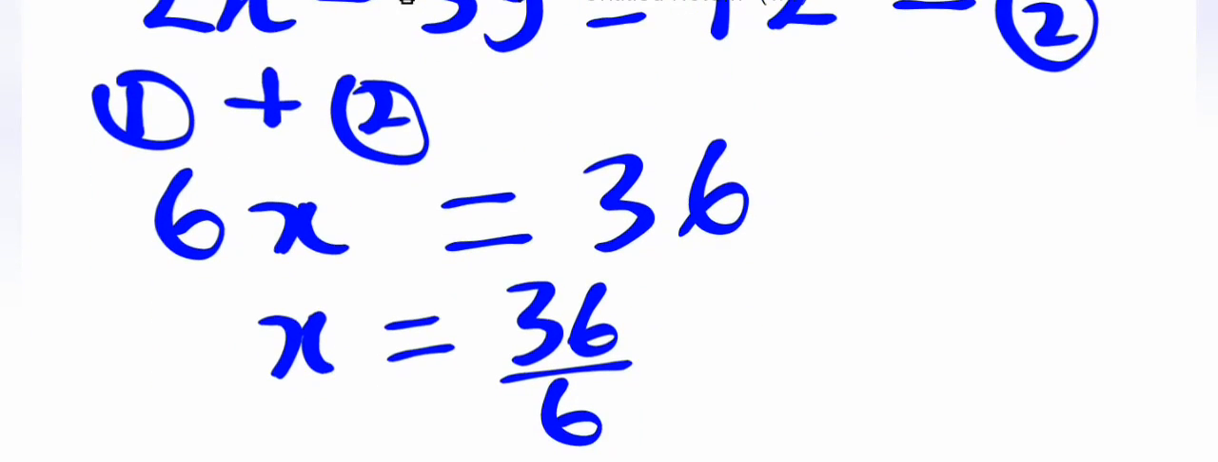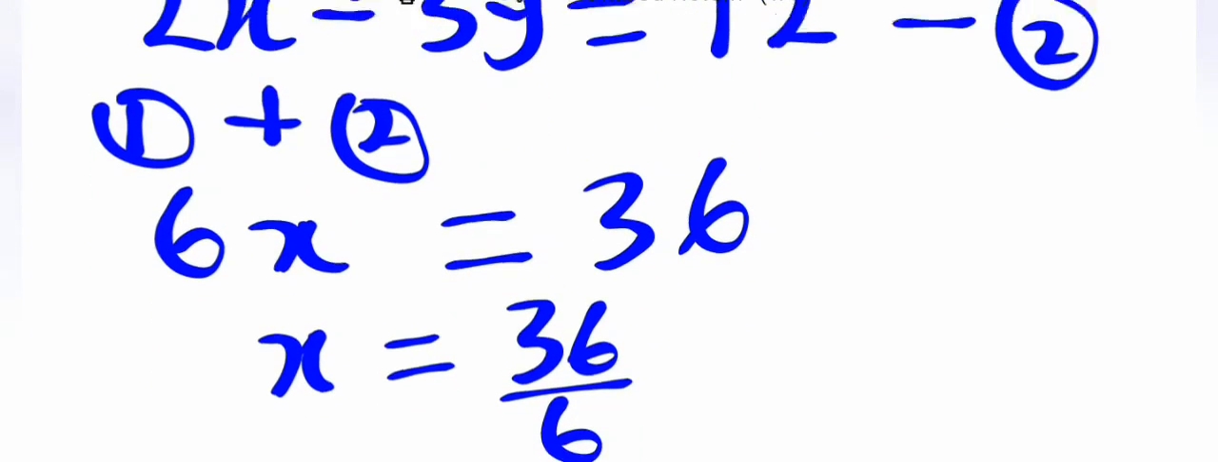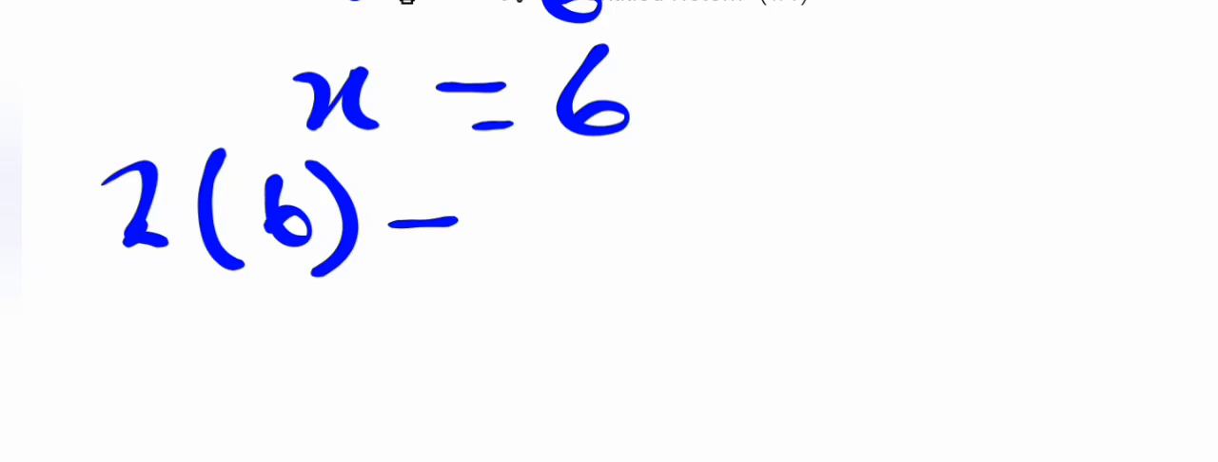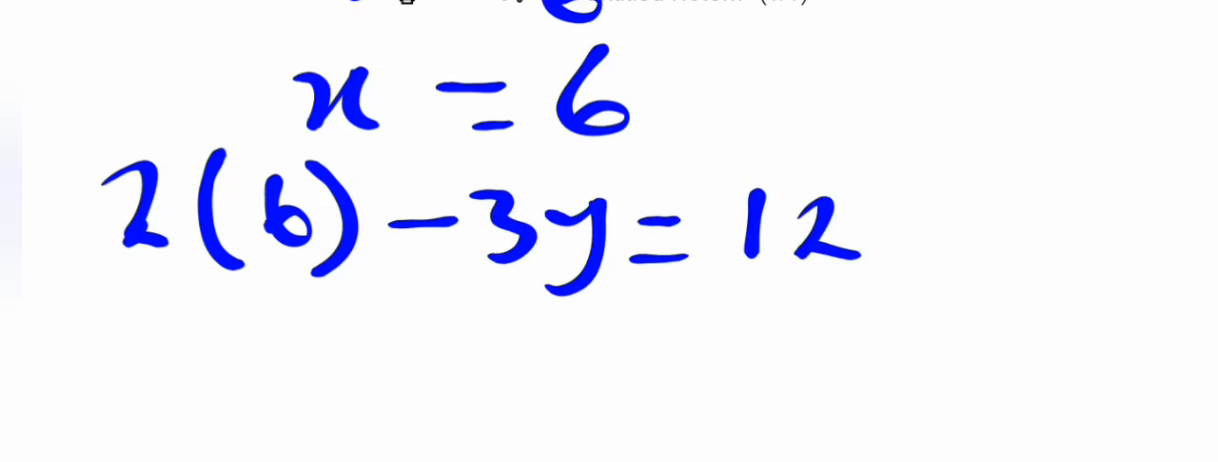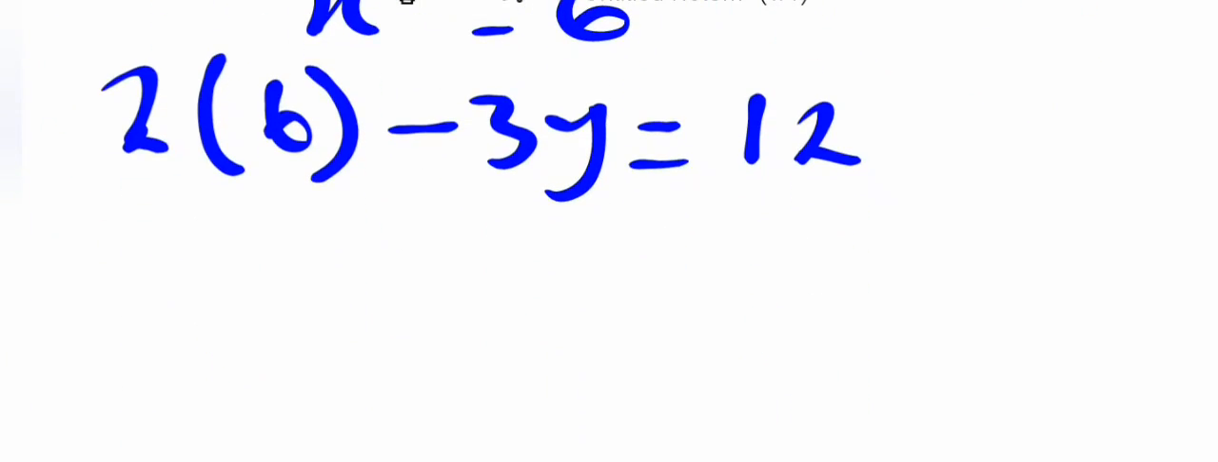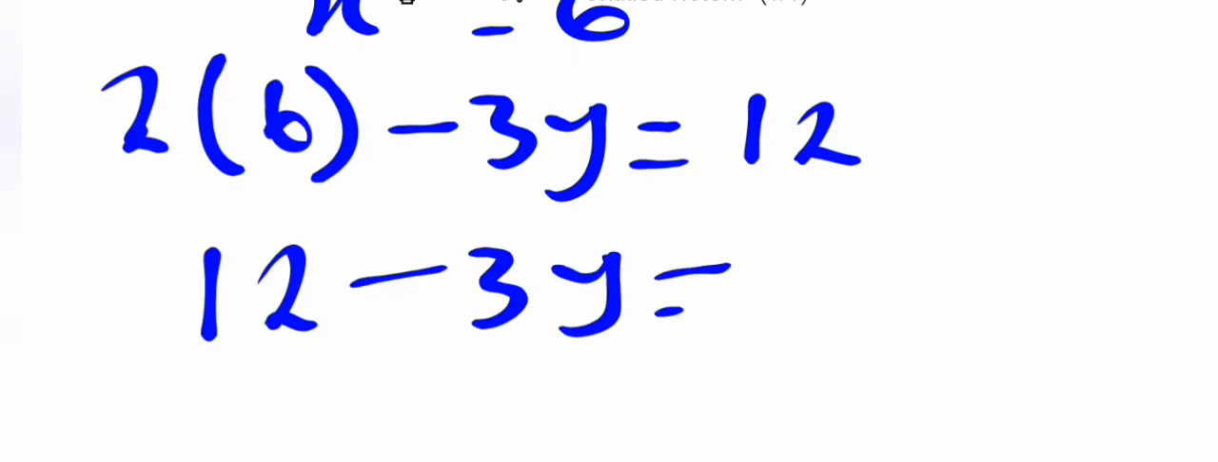Then we can substitute the value of x into equation 2. And equation 2 will become 2 into bracket 6 minus 3y equals 12. So we have substituted x back in equation 2, and therefore when we solve this, we have 2 times 6, that's 12, minus 3y equals 12.